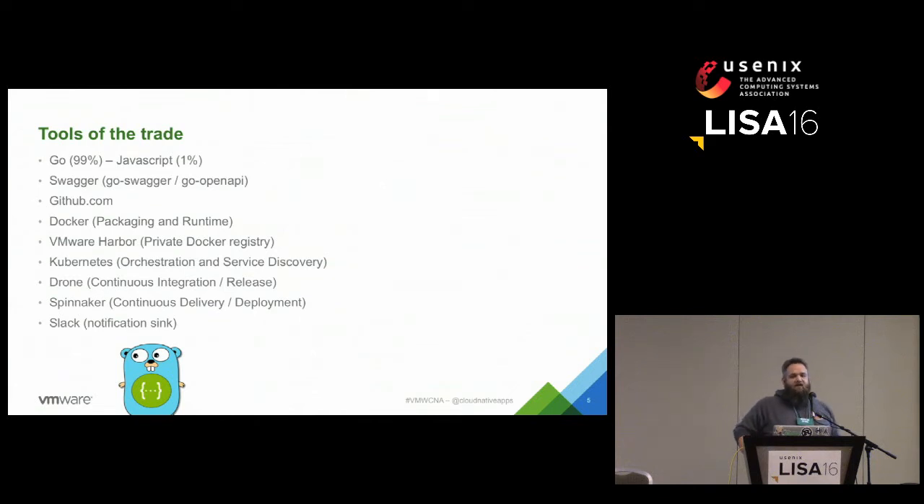Our source code management is obviously GitHub. Pretty much everything that the Cloud Native Apps BU does is stored on GitHub. We have a few organizations where we incubate projects and graduate them, but that's where we keep them.